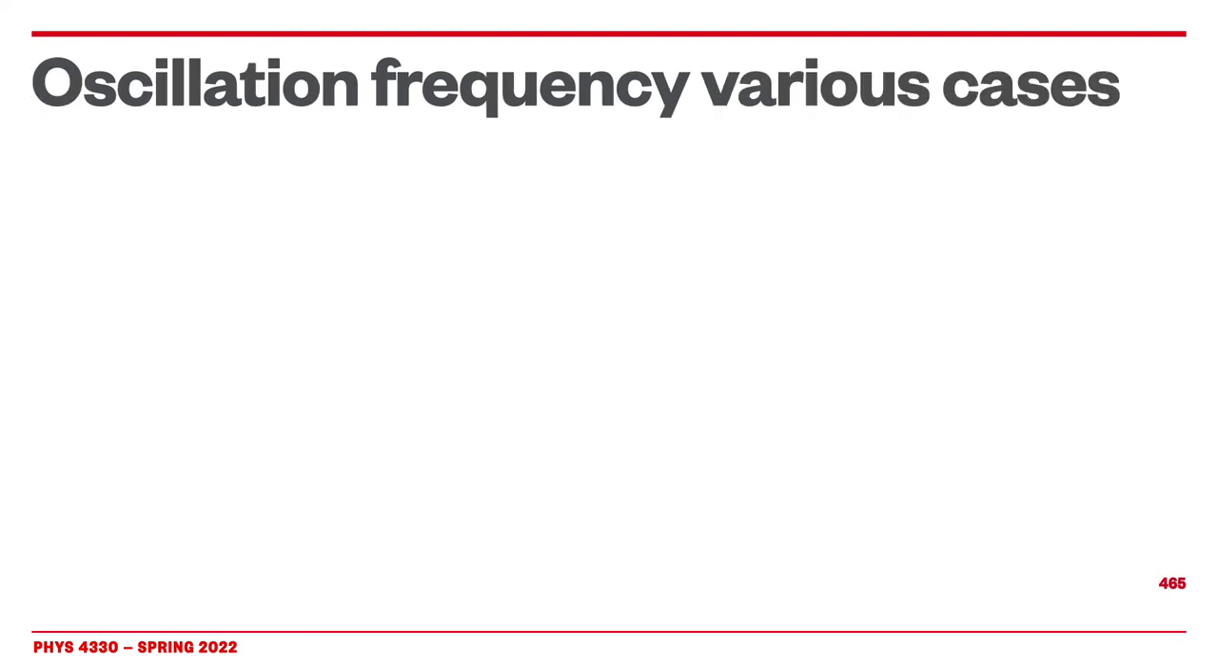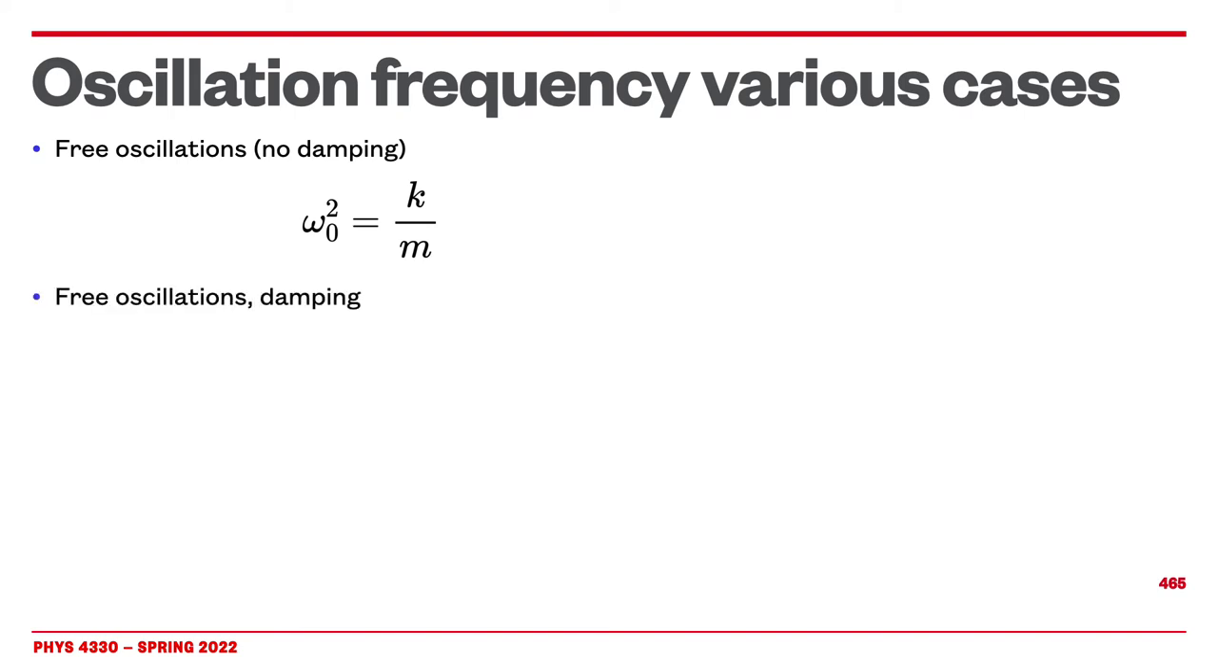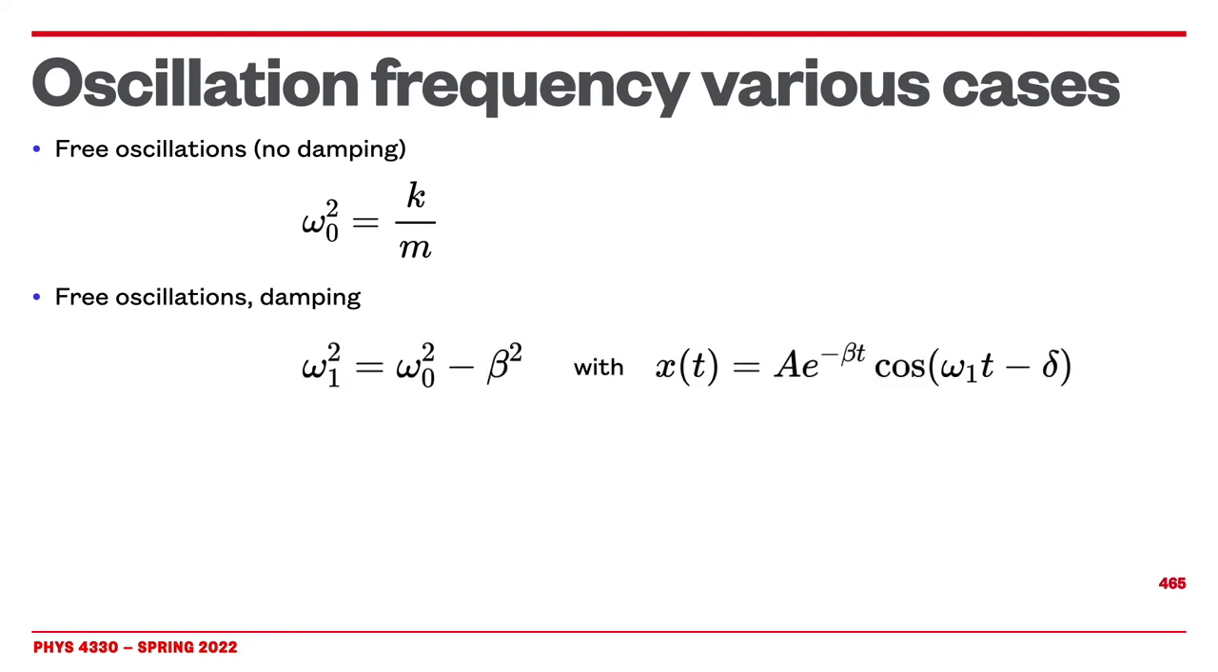Okay, so just to summarize a little bit what we've done so far, we've looked at a number of frequencies. When we looked at free oscillations, no damping, no force, we found the natural frequency, omega 0 square equal k over m. When we look at damping, we find that we had an omega 1 square equal omega 0 square minus beta square. This frequency, omega 1, could be either an oscillation, like in the underdamping, or it's no longer an oscillation when we are, for example, in overdamping.